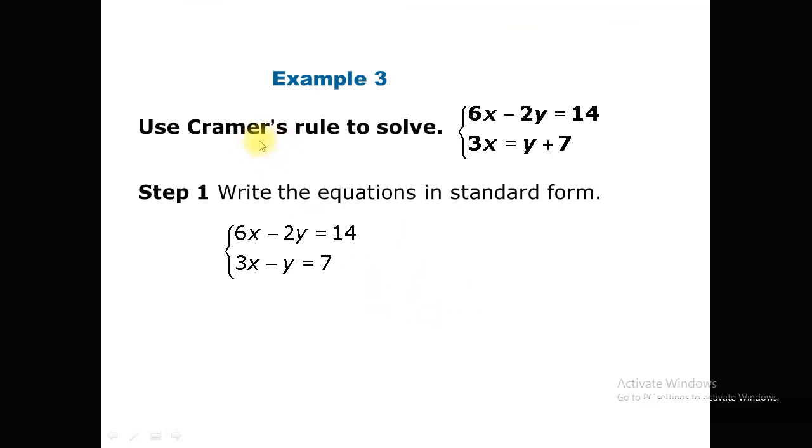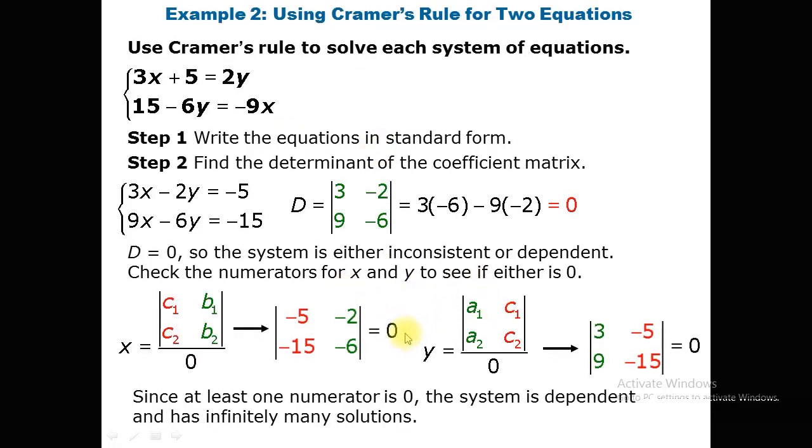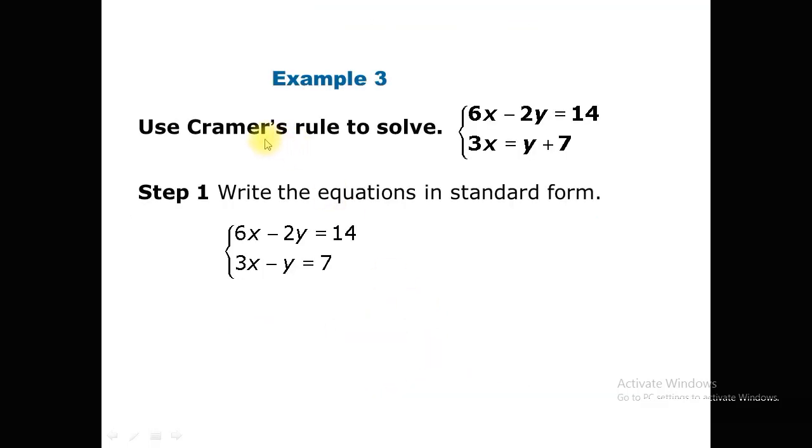So this was another example, dear students. Note that for infinitely many solutions, in the next lecture we will discuss another method by which we can find those solutions. But with Cramer's rule we cannot find the many solutions in this situation, if at least one numerator is 0. Now there is another example.